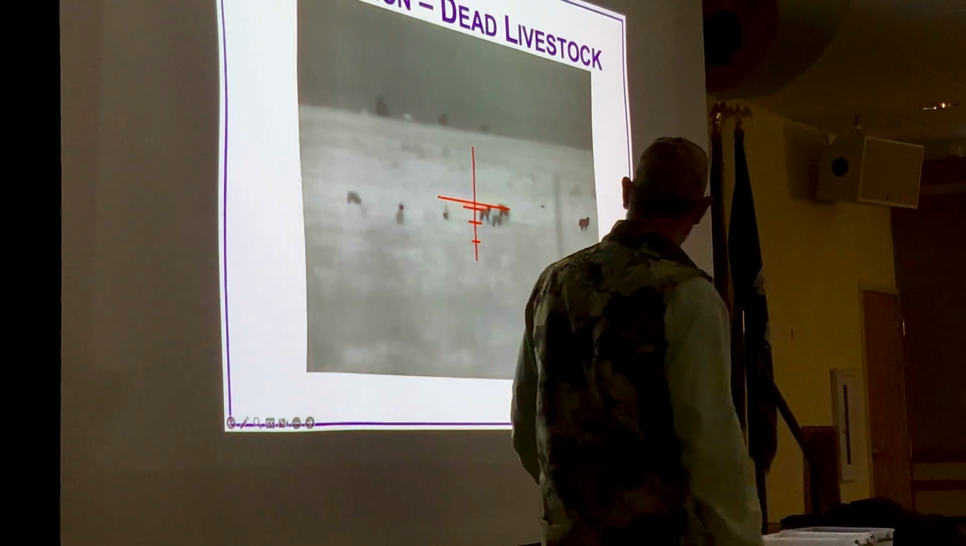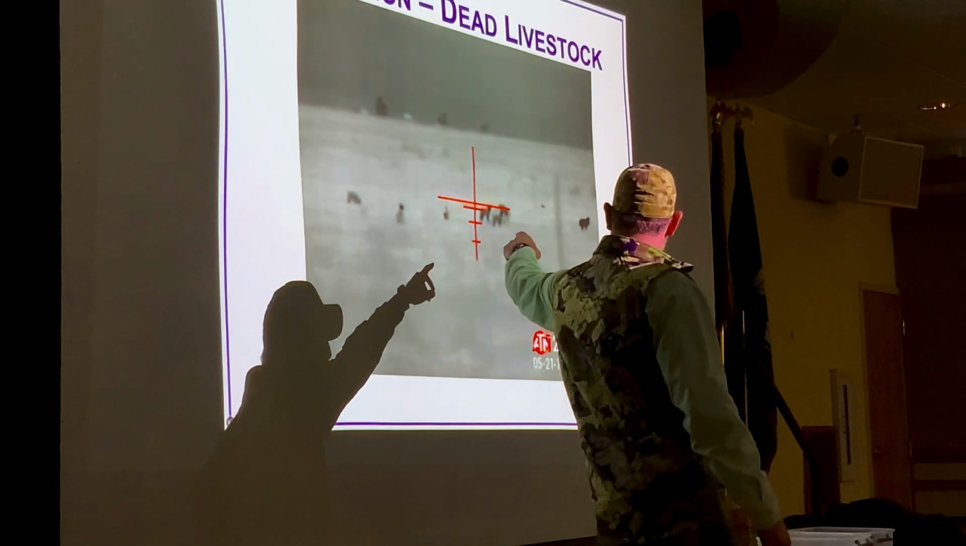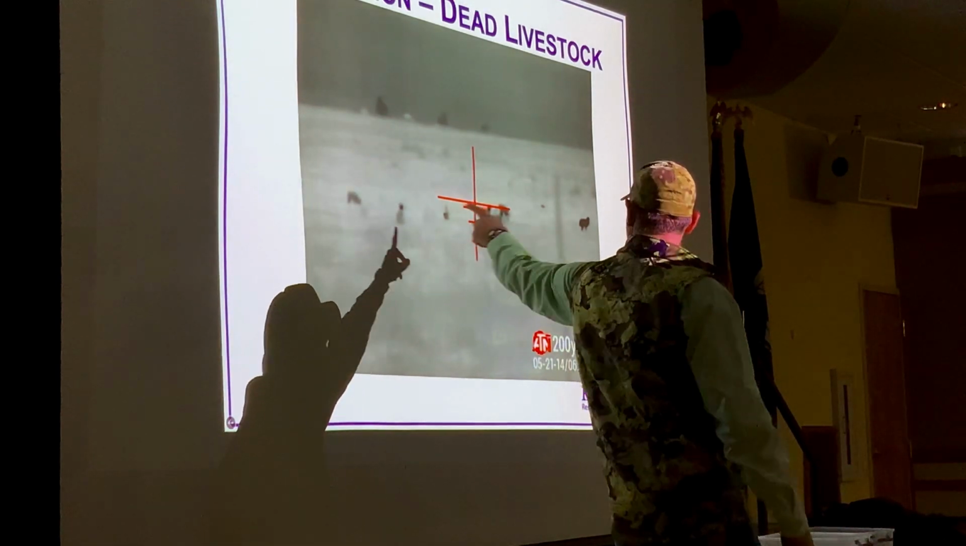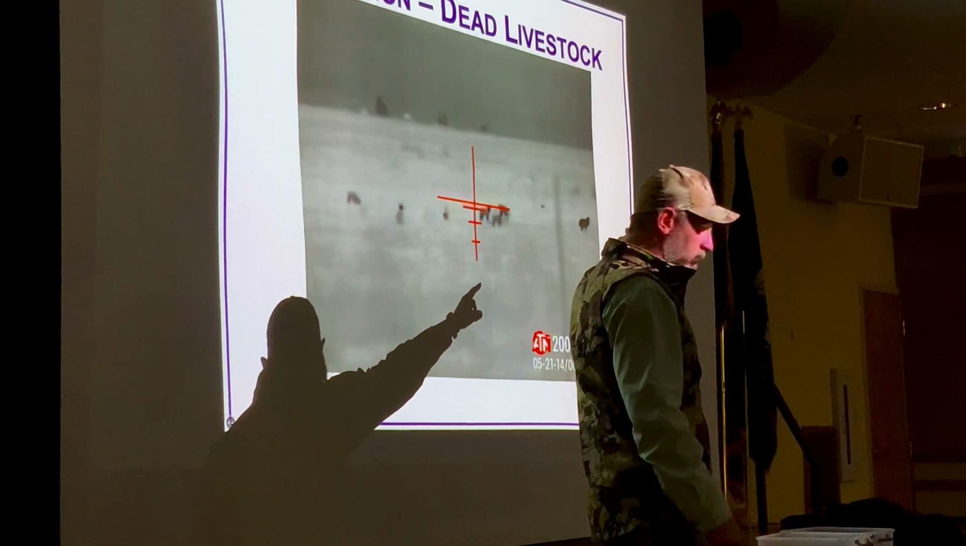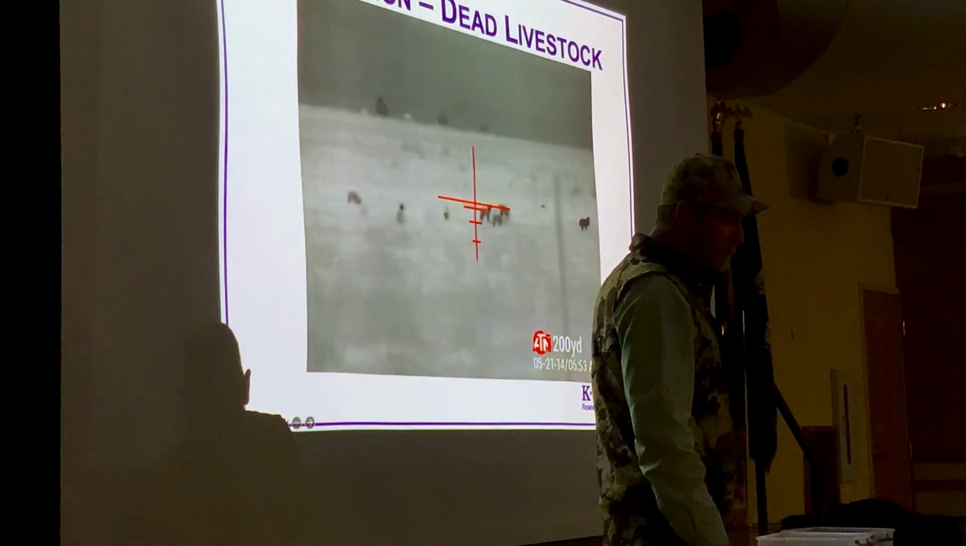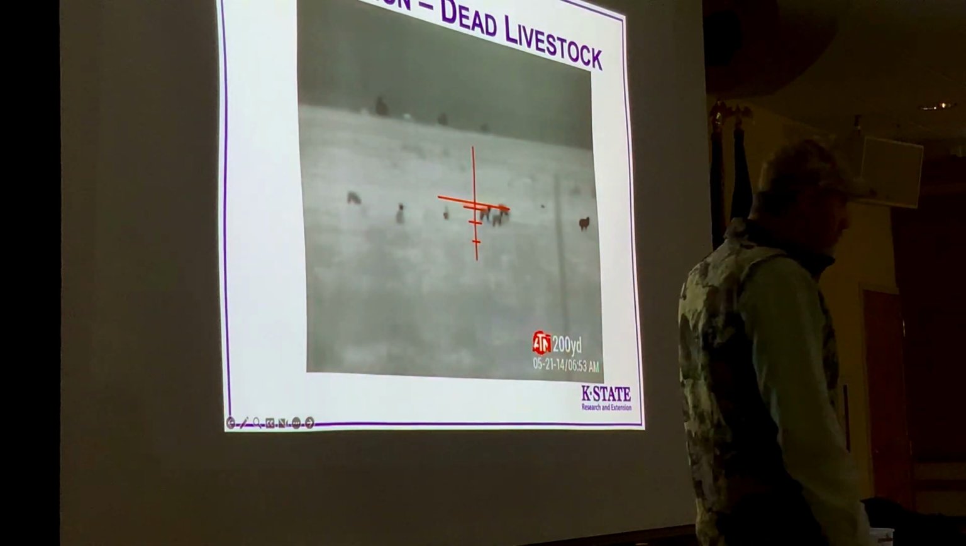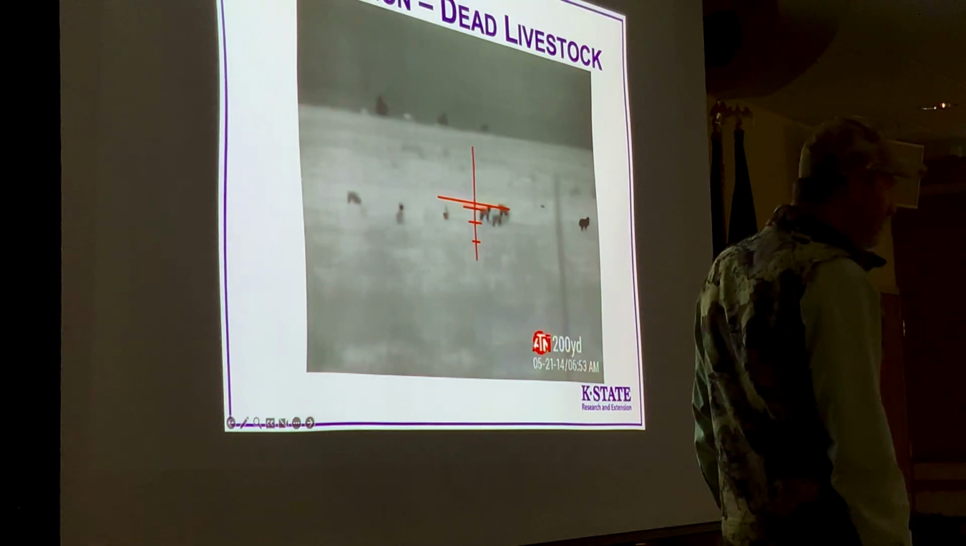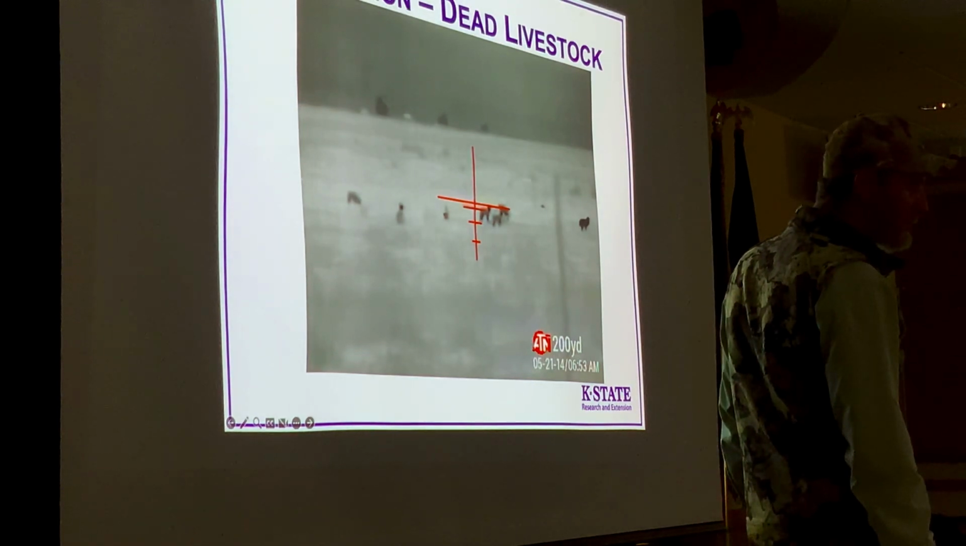Just something interesting in this video. The blacker something is, the hotter it is. So you can see the faces on a lot of these coyotes. Why is that one over there all black? He's mangy. He doesn't have any hair. So he looks really hot.